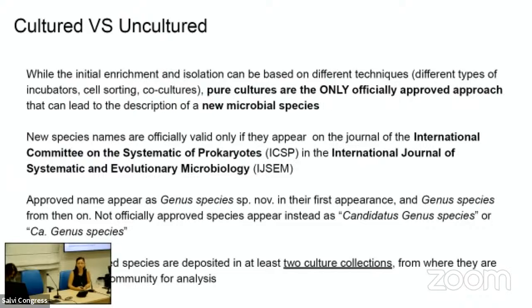is unfortunately the only officially approved approach that can lead us to the description of a new microbial species. All the enrichment or metagenomic approaches that you will see soon are not approved by what is called the International Committee on Systematics of Prokaryotes, which publishes all the approved new species names in the International Journal of Systematic and Evolutionary Microbiology.